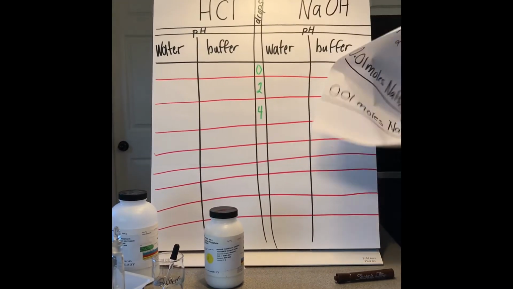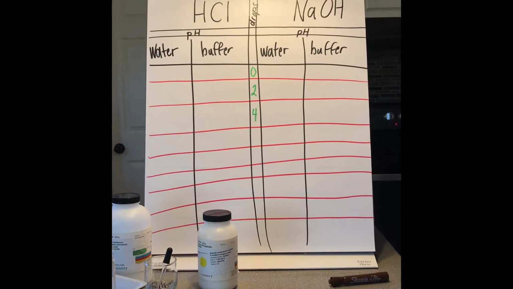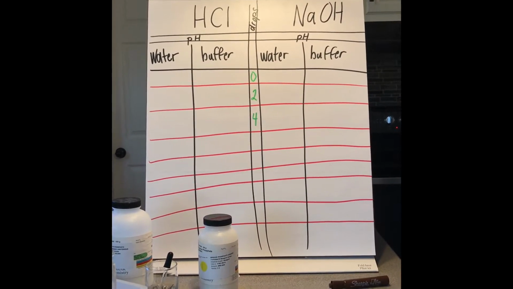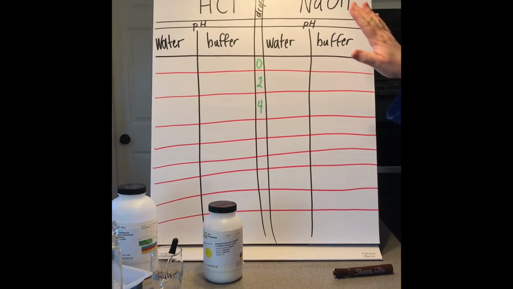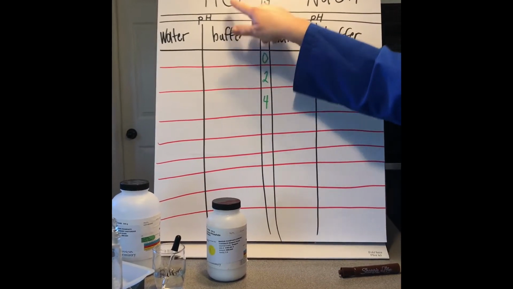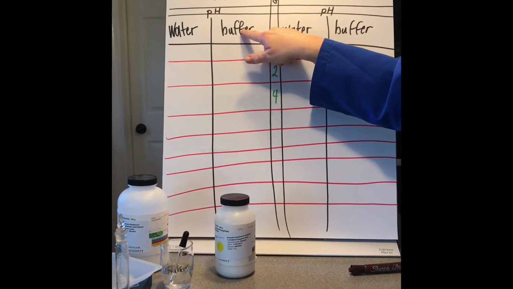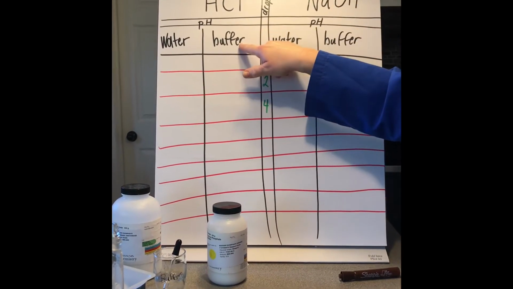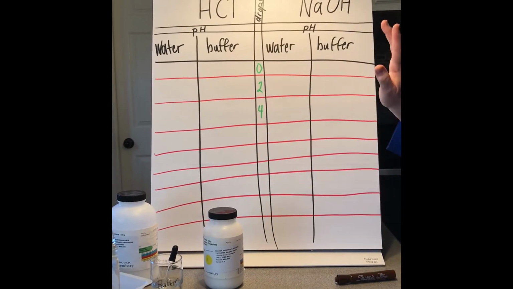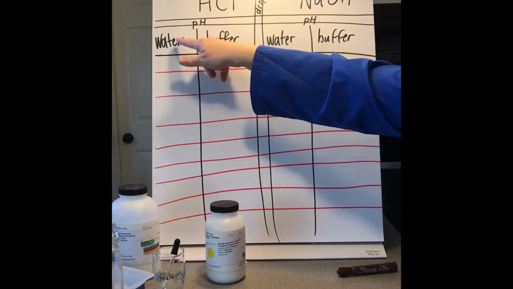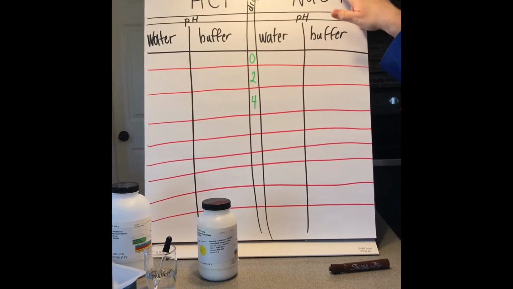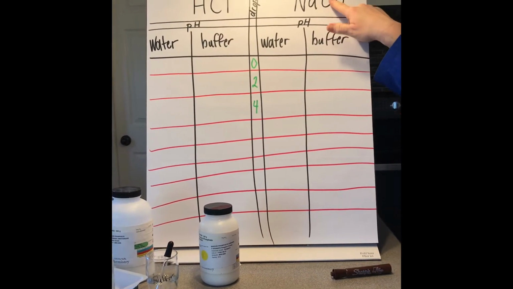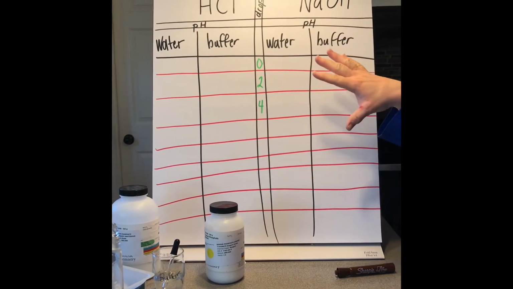Now, here's what our goal is. We're going to see what happens when we add HCl to the buffer. We're also going to see what happens when we add sodium hydroxide to the buffer. And we're going to add hydrochloric acid to distilled water and sodium hydroxide to distilled water and see what happens. We're comparing the change in pH.